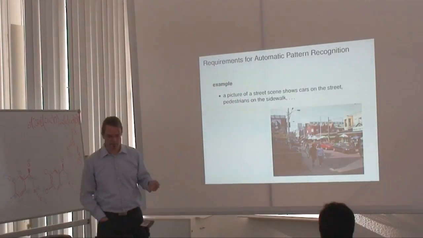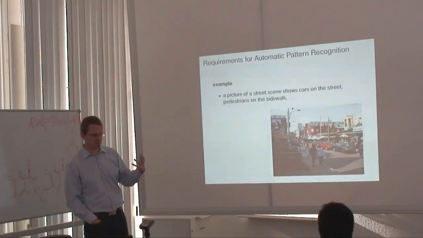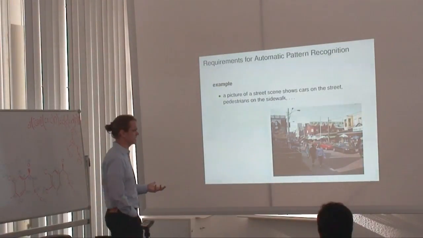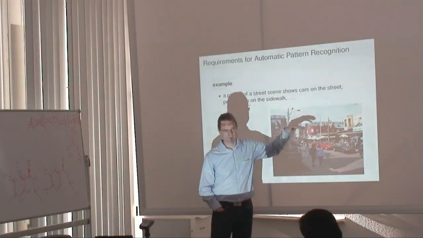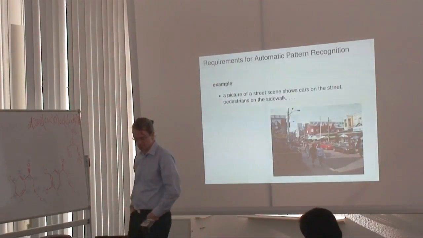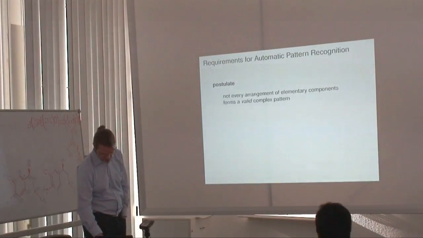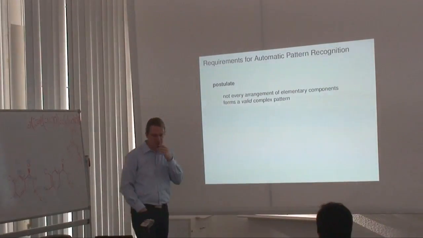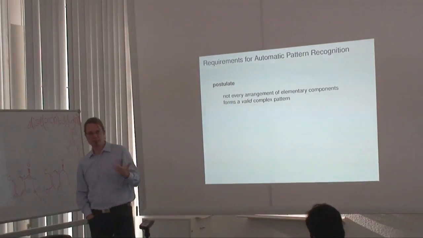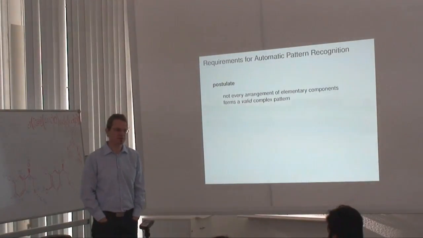But there are certain relations we could expect to find in complex patterns. Again, it would be very, very unusual if one of the cars was hovering up here. Maybe in a couple of years, but right now it's very unusual. And so therefore, not every arrangement of elementary components would form a valid complex pattern.